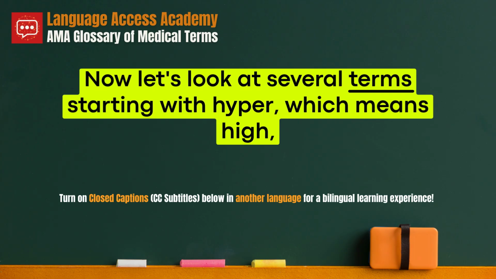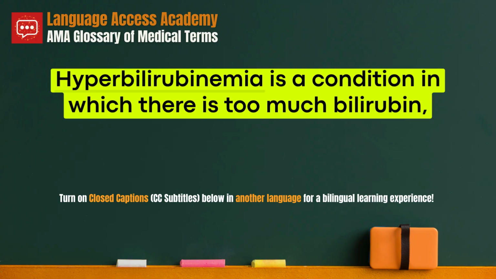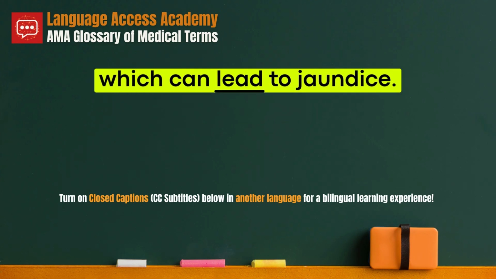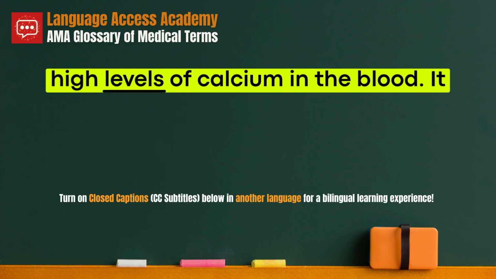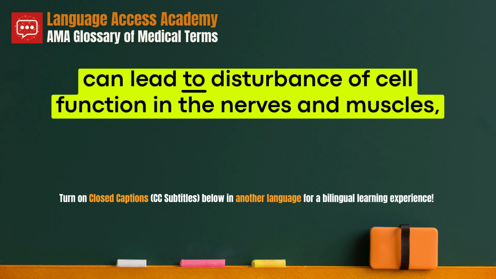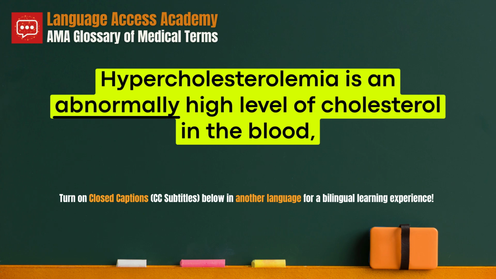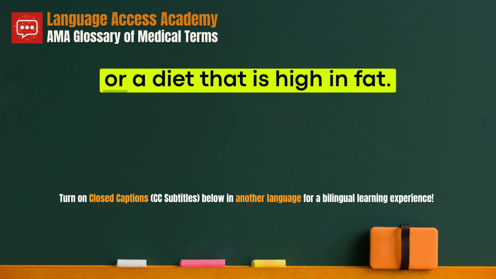Now let's look at several terms starting with hyper, which means high, overactive, or excessive. Hyperbilirubinemia is a condition in which there is too much bilirubin, a substance produced when red blood cells are broken down, which can lead to jaundice. Hypercalcemia is a condition marked by abnormally high levels of calcium in the blood. It can lead to disturbance of cell function in the nerves and muscles, and if not treated, can be fatal. Hypercholesterolemia is an abnormally high level of cholesterol in the blood, which can be the result of an inherited disorder or a diet that is high in fat.